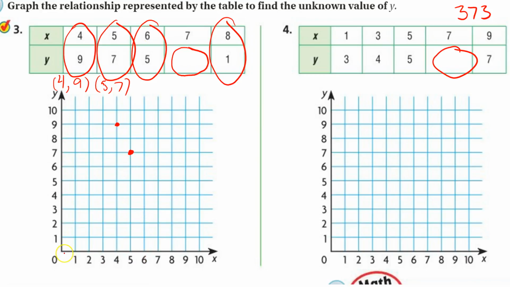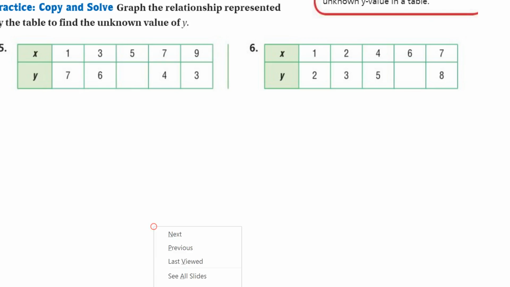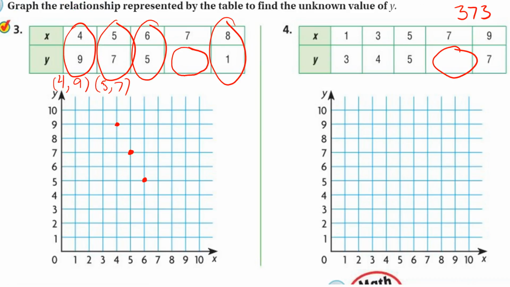Next one, I run over to 6, and I rise up to 5. Put my point right there. Notice there, I'm always using the lines from the graph paper. Okay, I'm using the corners of those boxes and I'm using the lines to guide me. Okay, I can't do 7 yet, but I can do 8. So I run over to 8 first and then I rise up to 1. It's going to be right there.